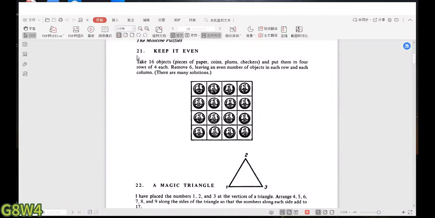And there's also keep it even. This one's also an interesting one. Take 16 objects and put them in 4 rows of 4 each. Remove 6, leaving an even number of objects in each row and in each column. So how do we do this? It says that there are many solutions. So why don't we just try for a bit? We try for the solutions.